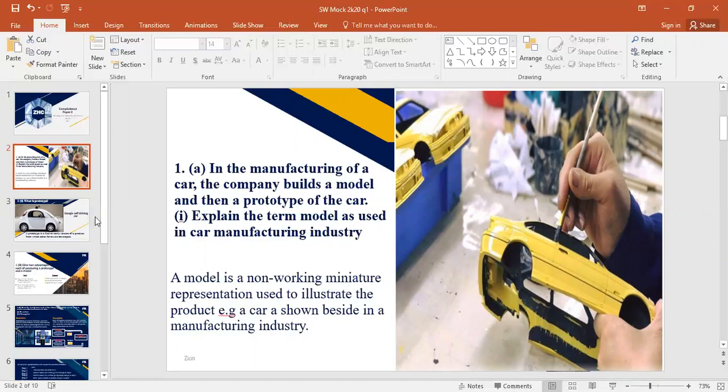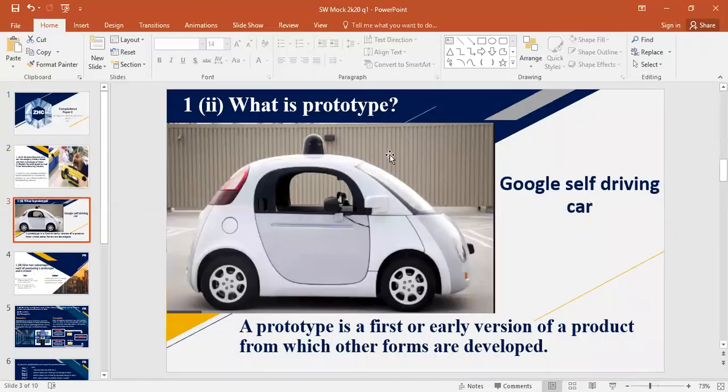From there, we go to what is a prototype? A prototype is a first or early version of a product from which other forms are developed. From the model, we then move to what we call the prototype. That is, you produce the very first version of that product, the early version of the product. That version will be tested to correct errors. Don't put something that will cause a disturbance on the road.